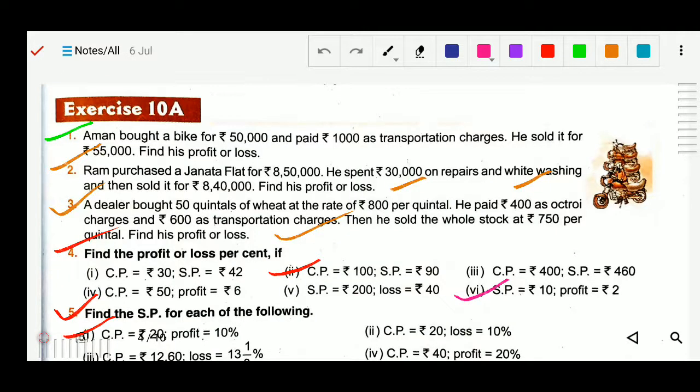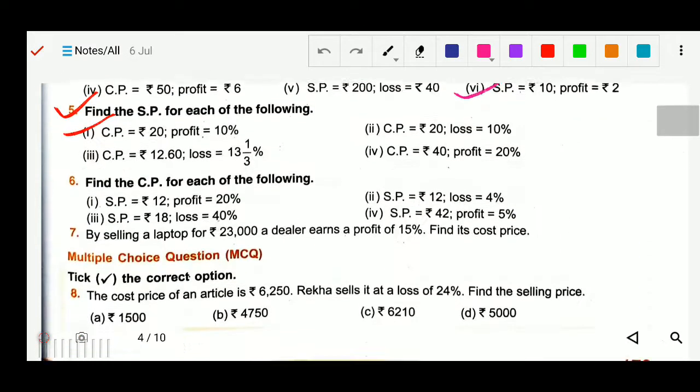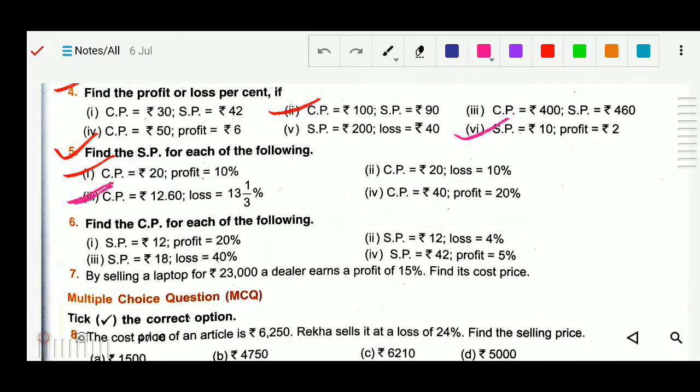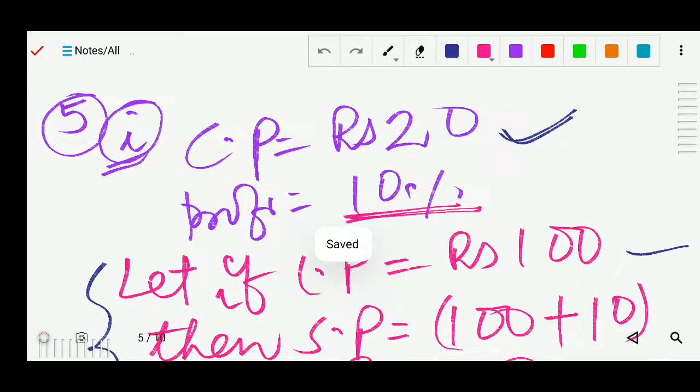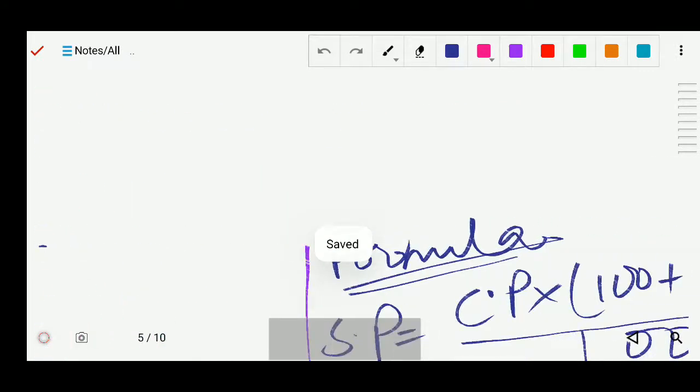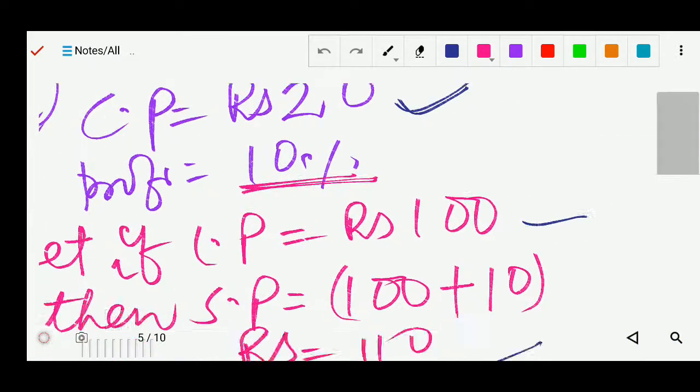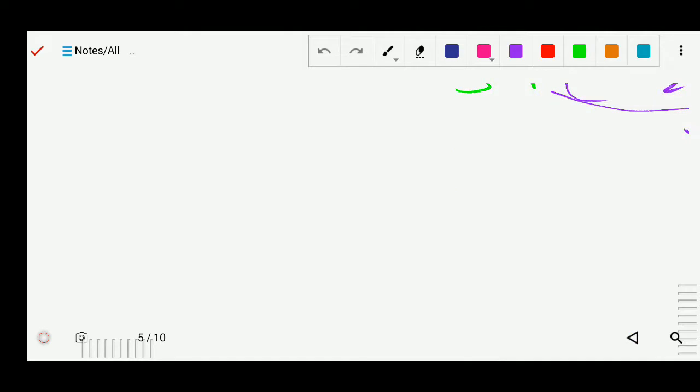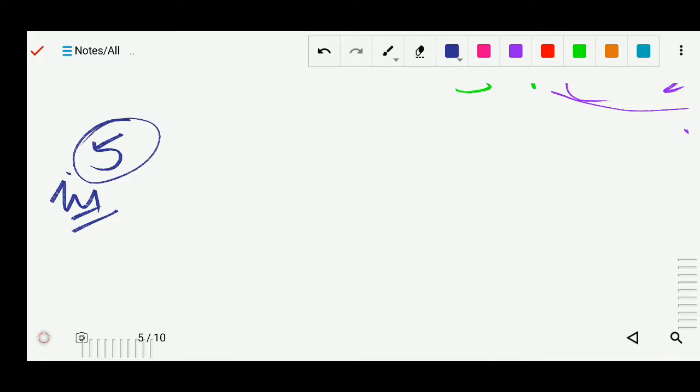Okay, now we will solve the next question. From here I will solve number 3 of question number 5. You can see this is question number 3 we are going to solve, from the same question number 5. So in this, cost price is given. Cost price is rupees 12.